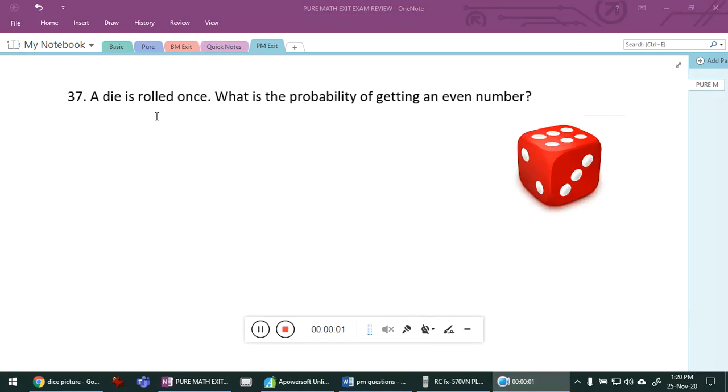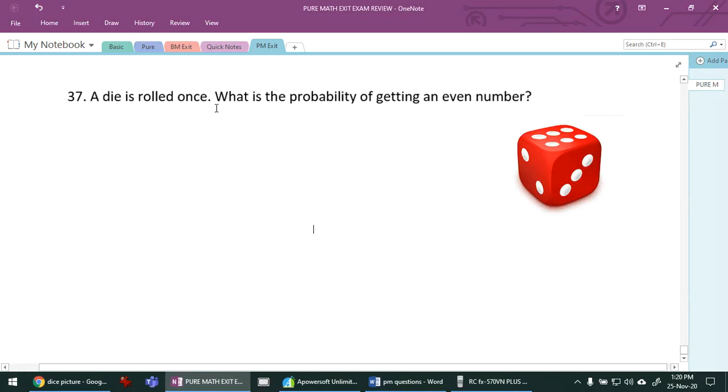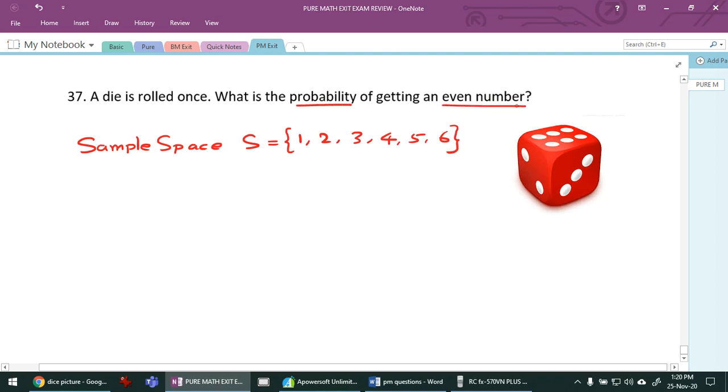A die is rolled once. What is the probability of getting an even number? So this is a die. The question is, only one die is rolled once. So what is the sample space? Sample space S equals, we may get 1 or 2 or 3 or 4 or 5 or 6. That's all. Now we want the probability of getting an even number.